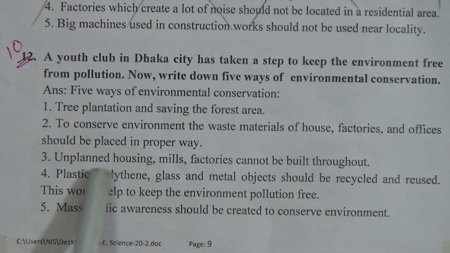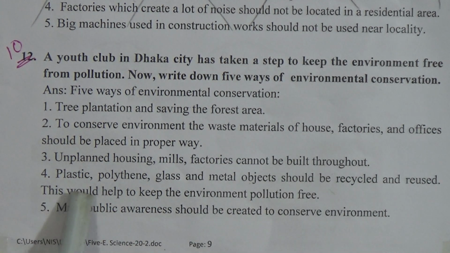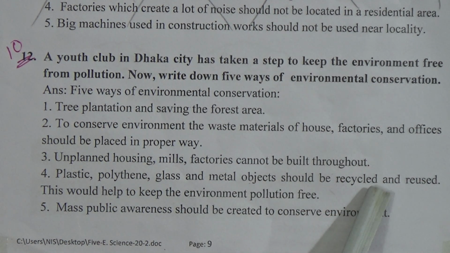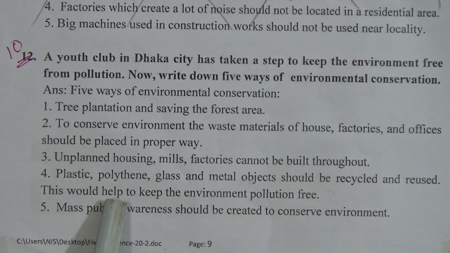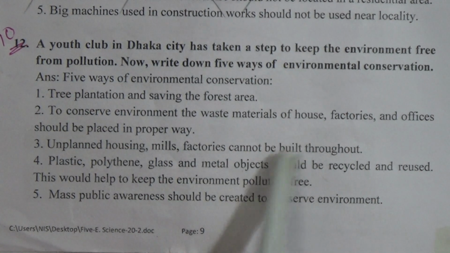Number three, unplanned housing, mills, factories cannot be built throughout. Number four, plastic, polythene, glass and metal objects should be recycled and reused. This would help to keep the environment pollution free. And number five, mass public awareness should be created to conserve environment. My dear students, learn properly this question answer. How can we conserve the environment?